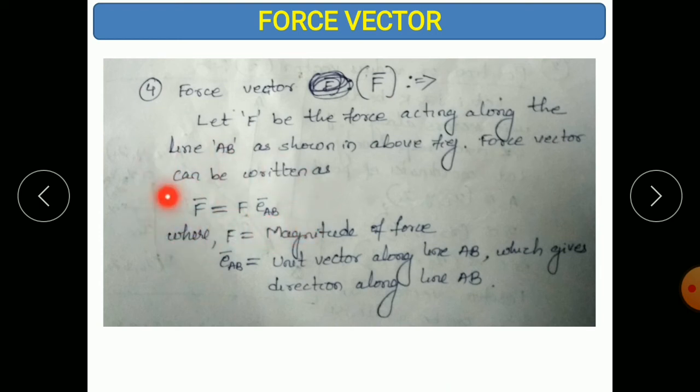So here F indicates the magnitude of force, and this e bar AB gives the unit vector along the line AB which gives direction. So direction of the force is given by this unit vector, and F gives the magnitude. So this is called the force vector. We should know that force is a vector quantity, so it should be defined by magnitude and direction. So F will give the magnitude and e bar AB gives the direction.